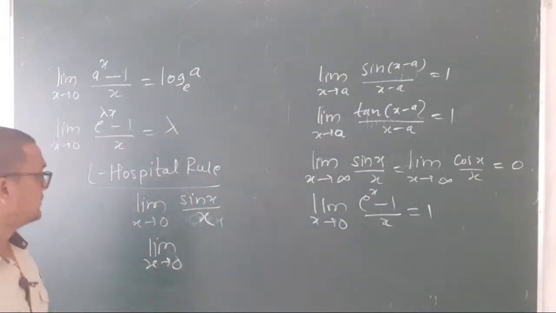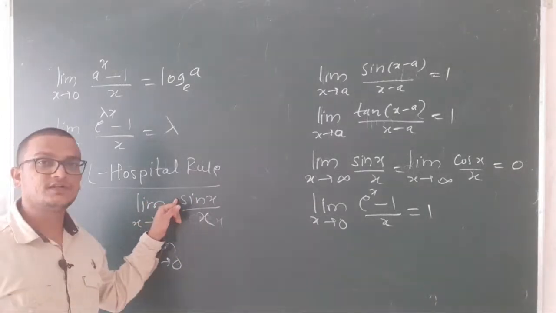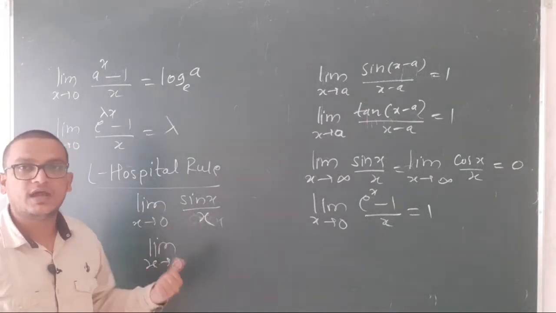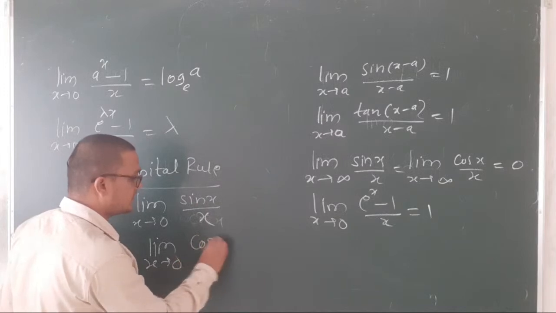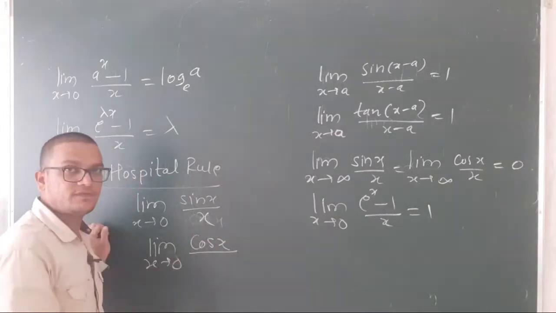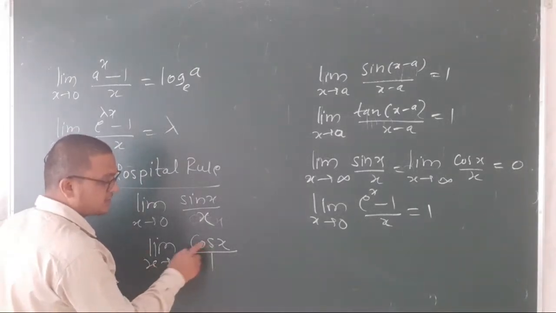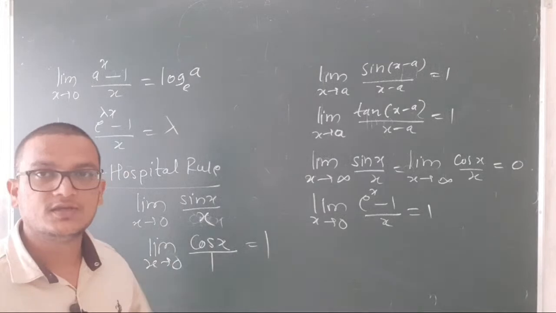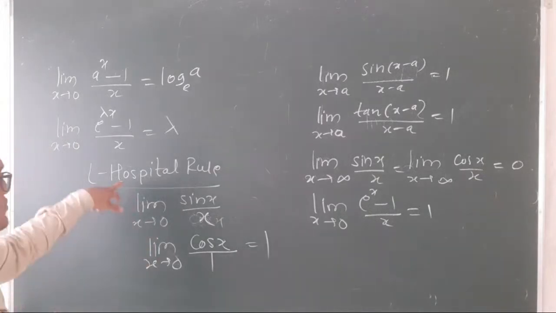So here L-Hospital rule means what? You have to differentiate the numerator and denominator separately. So what is the derivative of sin x? That is cos x, divided by, what is the derivative of x? It is 1. Now if we substitute the limit here, x tends to 0, so cos 0 is 1 and 1 upon 1 is 1. Now I got the value of the limit. Therefore, whenever you are getting the indeterminate form in the limits, in that case we have to apply the L-Hospital rule. Okay, next.